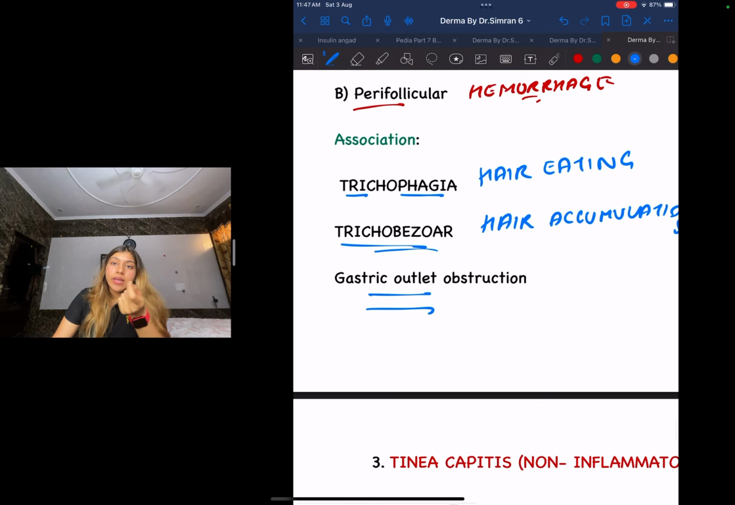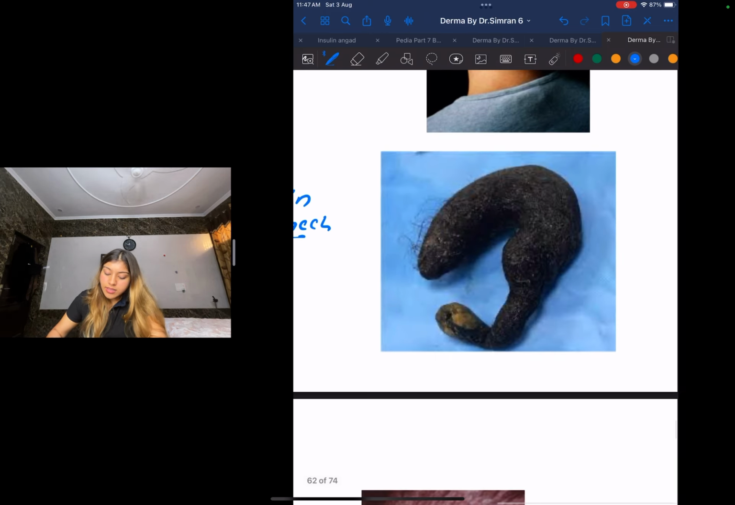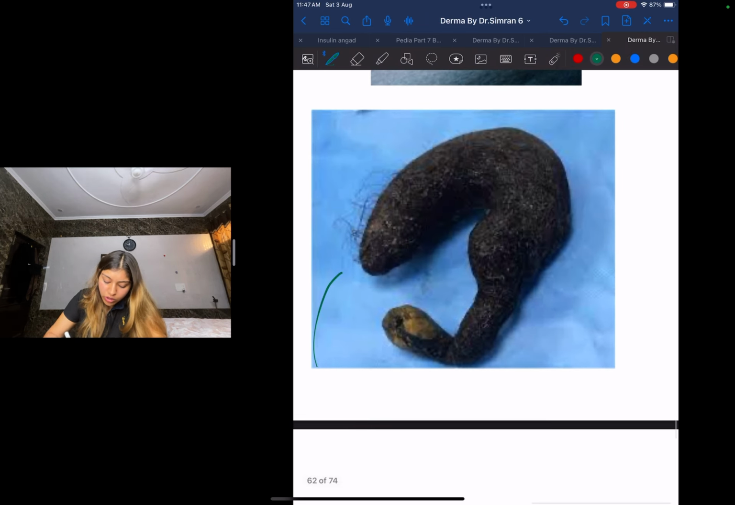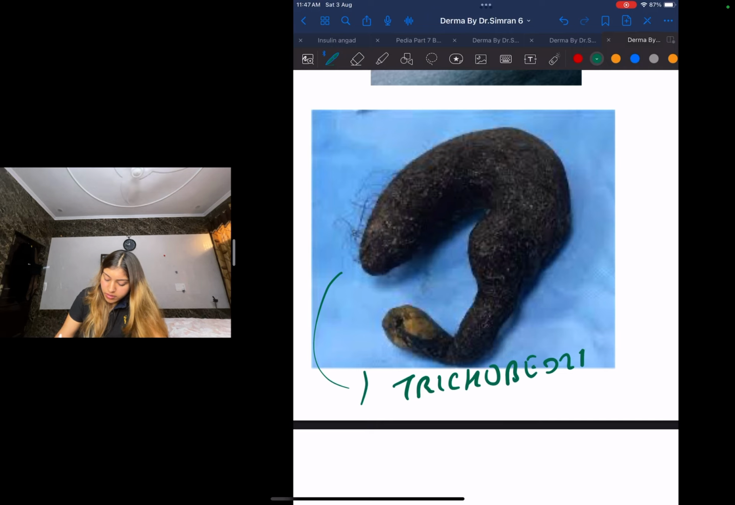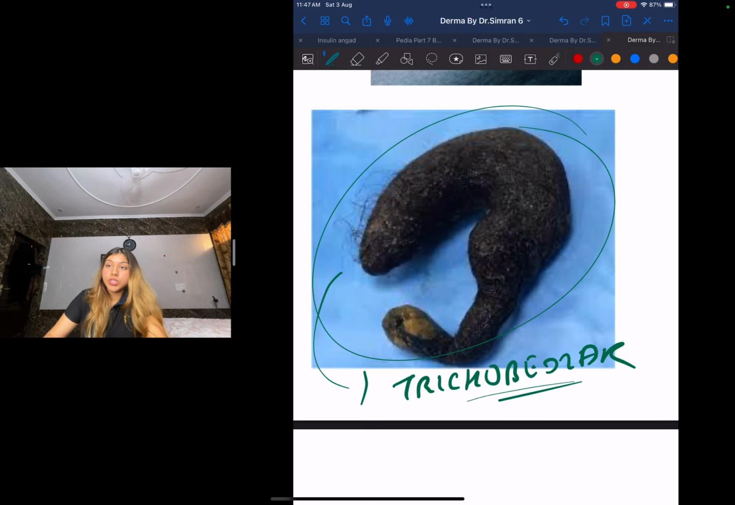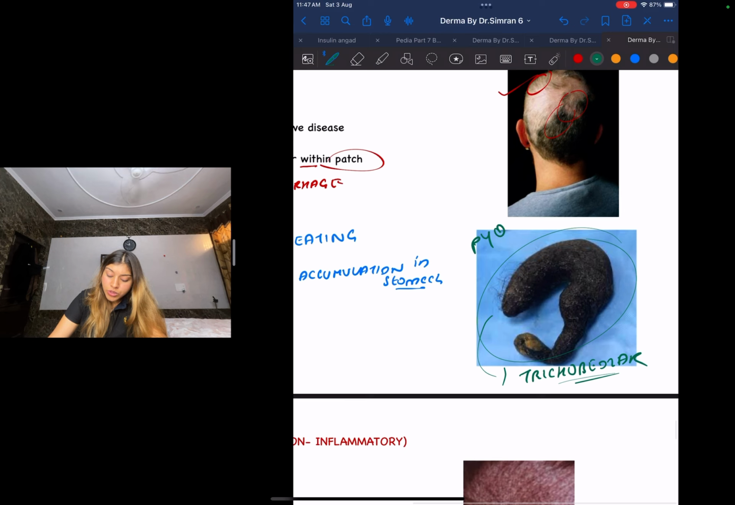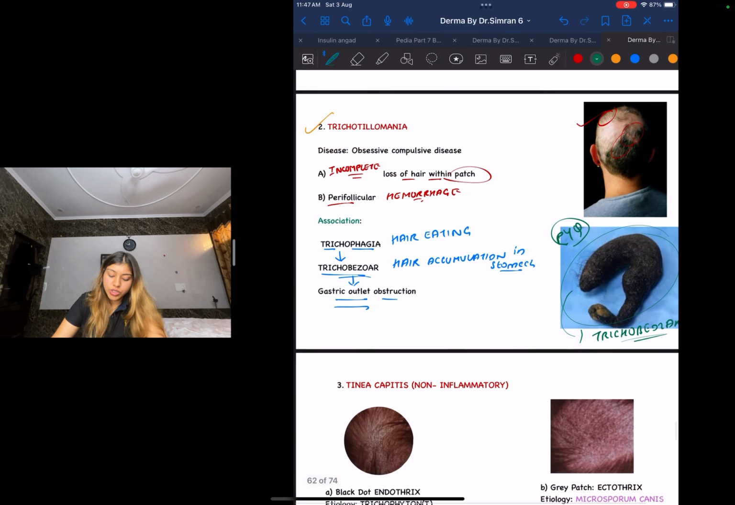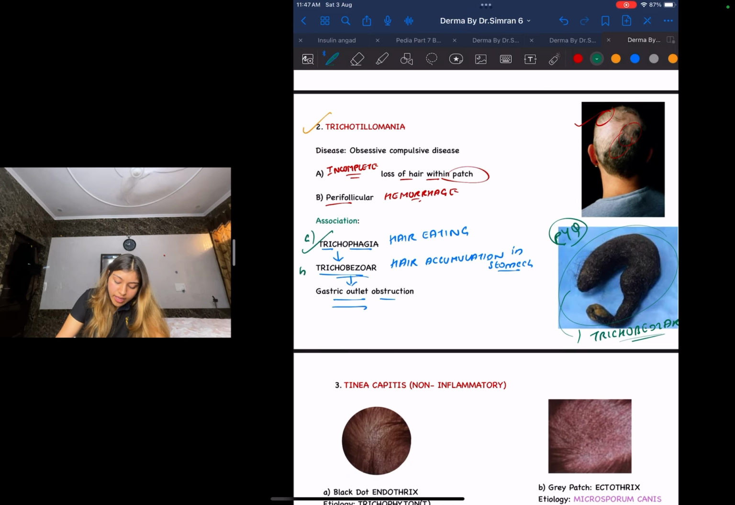What happened first? I plucked it, trichotillomania. I ate it, trichophagia. After trichophagia, where did it go? It went and accumulated in my stomach. So trichobezoar. After trichobezoar, because of accumulation of hair in the stomach, there will be gastric outlet obstruction. Okay, so you can see this. This is a very beautiful picture of trichobezoar. Okay, this is the image. This is also a PYQ. Remember that, guys, this is the association. Okay, so this is the whole thing. This is A, B, and C.